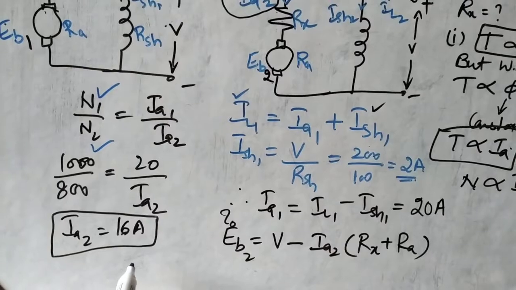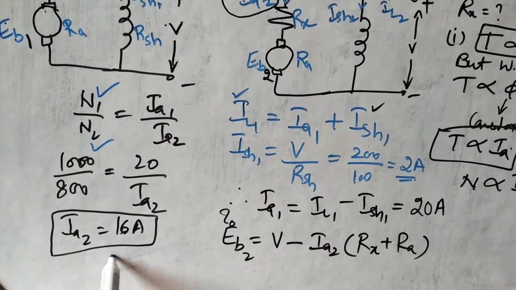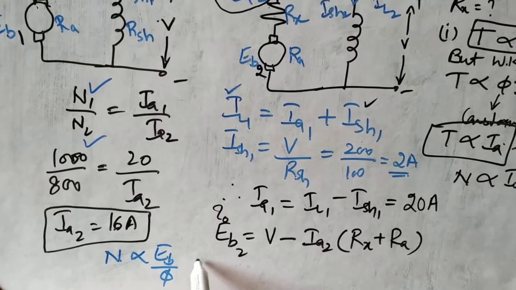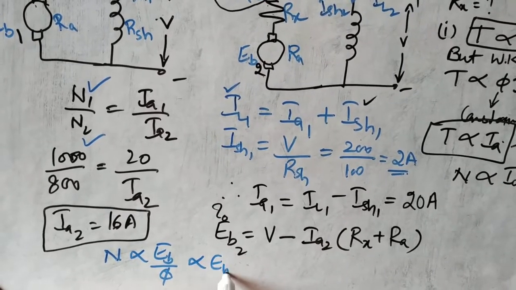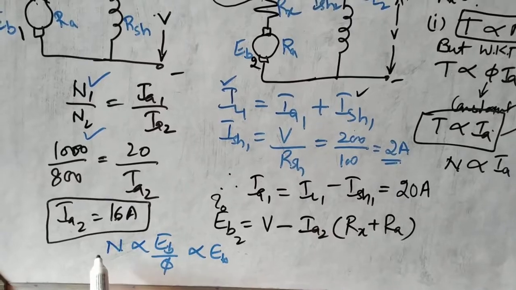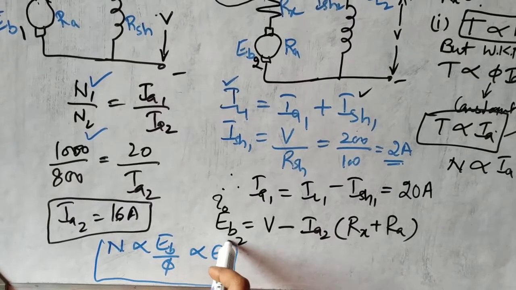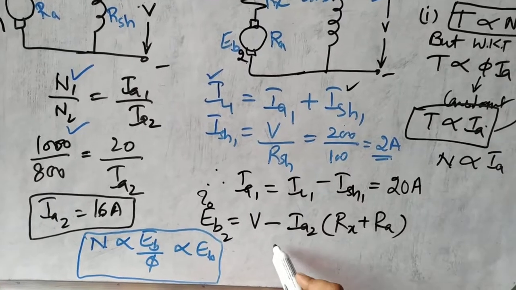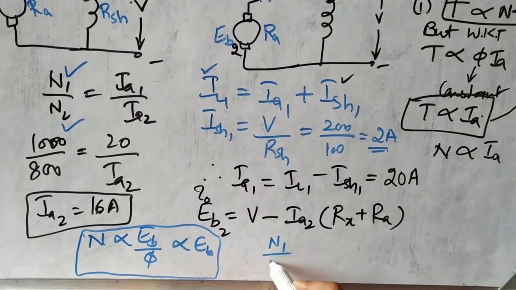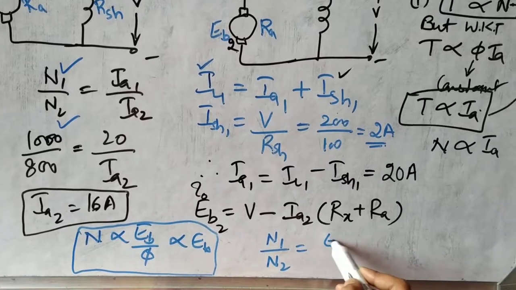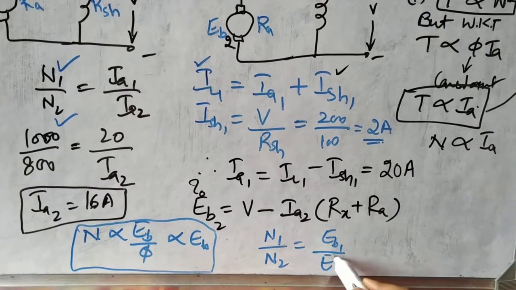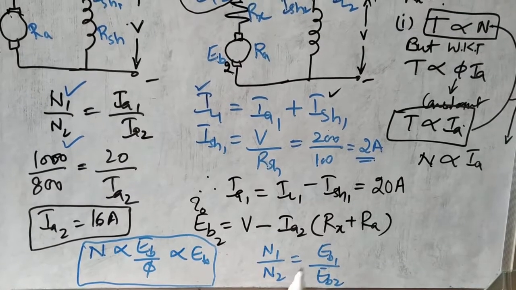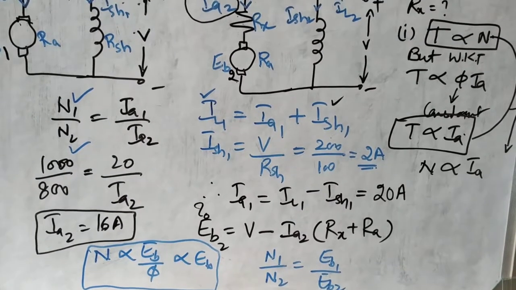We know that speed, that is N, is proportional to EB by flux, but the flux is again constant. So let us take up this relationship and find out what is the value of Rx. So what will you do now? Again we will write the equation N1 by N2 is equal to EB1 divided by EB2.